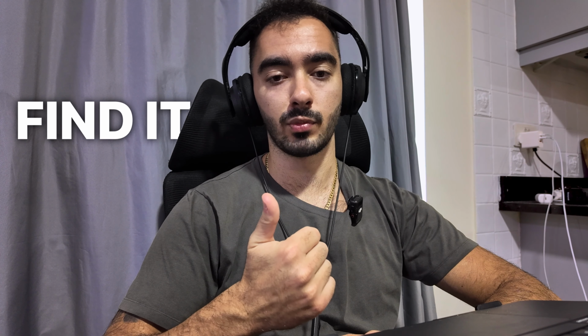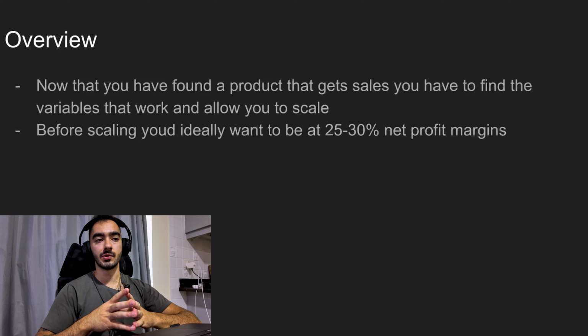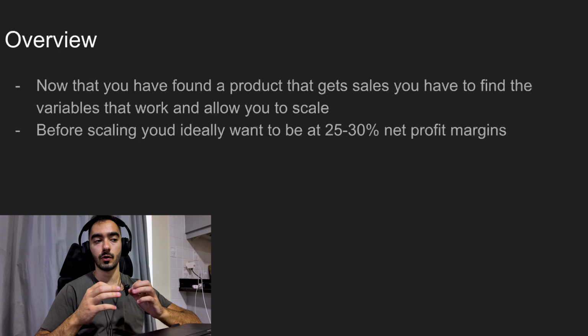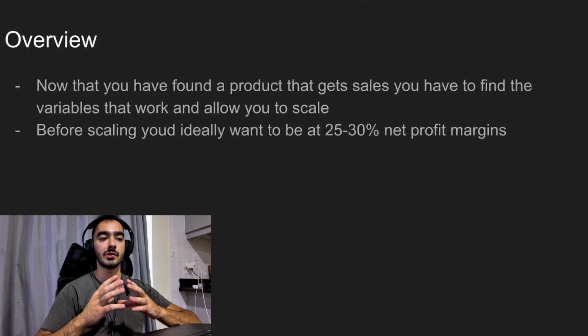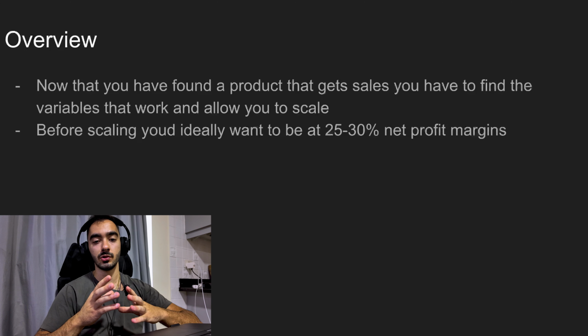First of all, you want to obviously find a winning product. You want to test it, you want to validate it. And once you have done those things, you have to find the variables that work and will ultimately allow you to scale. Because before scaling, ideally you want to be at 25 to 30% net profit margins. So in order to do that, you have to do a few things that I'm going to speak about in this video.